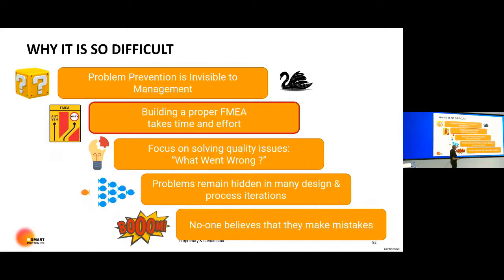Already discussed, problems remain hidden in many design and process iterations. There's a tendency with engineers to do that. They always know something better, so don't do that. And the last one you also put down: magically, I don't know how, but everyone who's writing a project, and the engineers involved, believes that the project will actually happen as they've written it down. True?